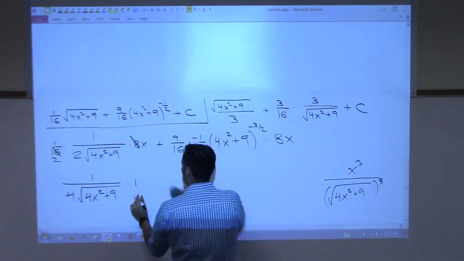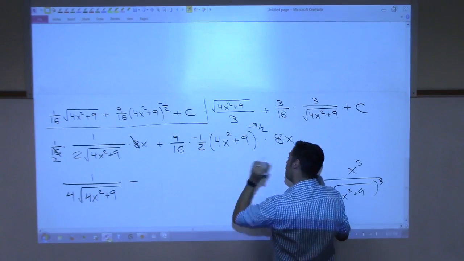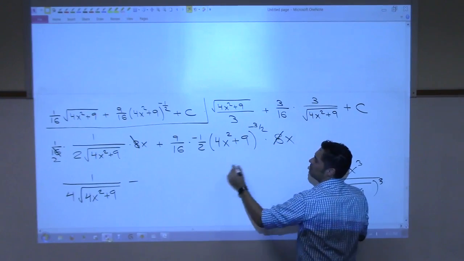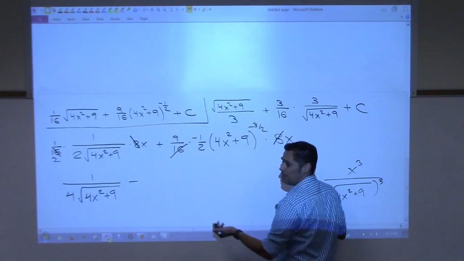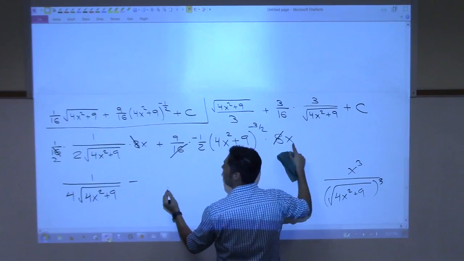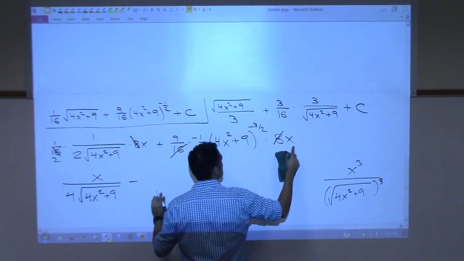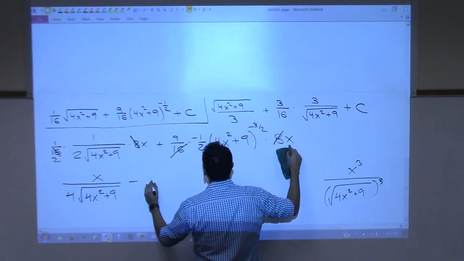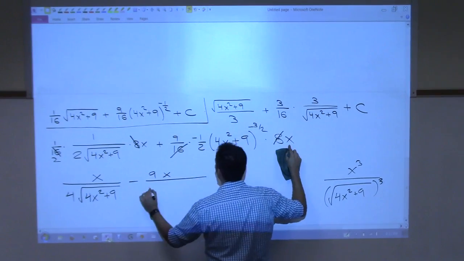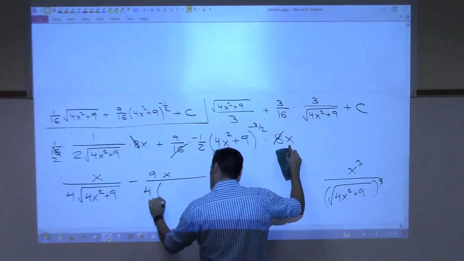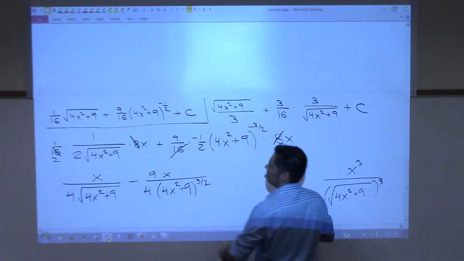Over here, plus, no, it's actually minus. Anything go away? We have 8 over 16, that's going to be a 2 on the bottom. So 2 and 2 is 4, so 9/4. And this x. Oh, I forgot the x up here. So we have 9/4. Put 9x over 4x squared plus 9 to the 3/2. Y'all agree?